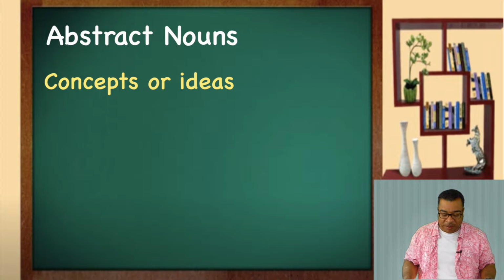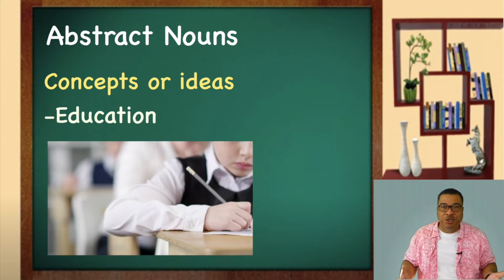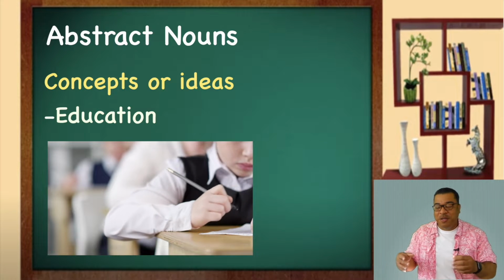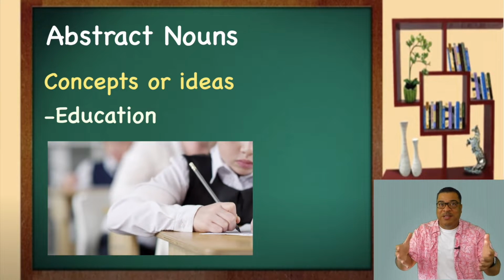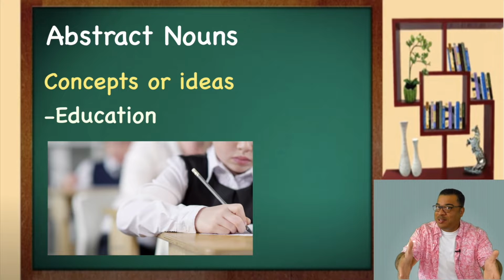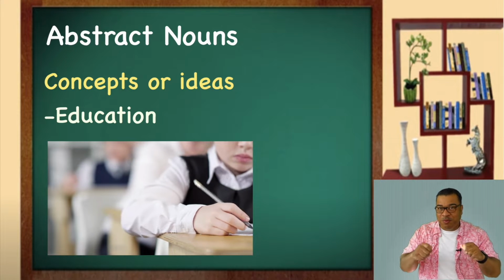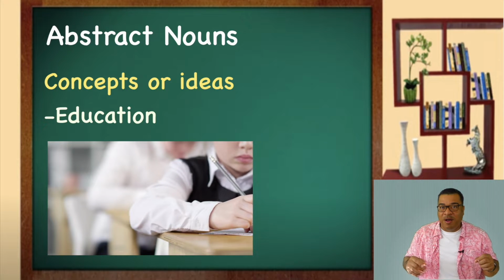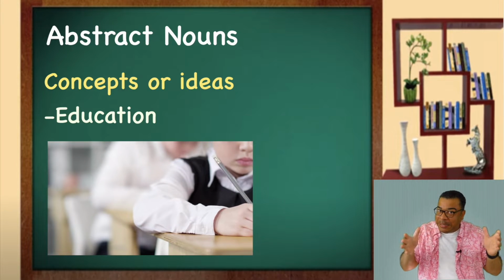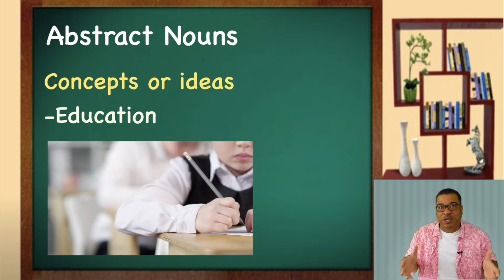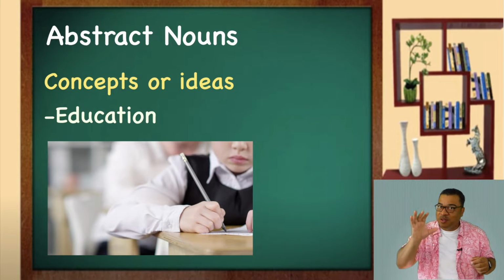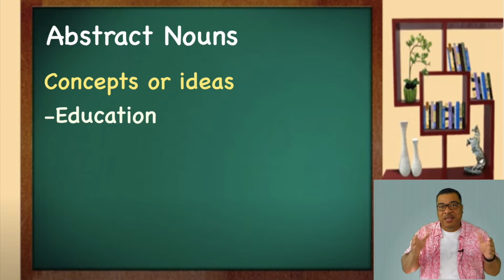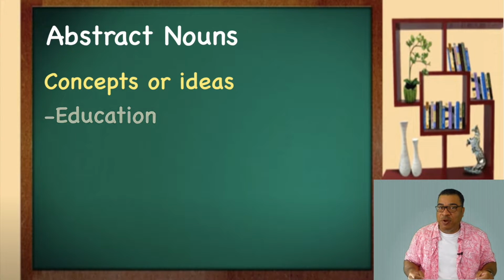Let's take a look at another one. How about education? Again, education is an abstract noun because what exactly can you see? You can't see education. You can see people reading, you can see students writing, you can see students talking, but the idea, the concept of education is not something you can touch or something you can hear or something you can see. This is why we call it abstract noun.